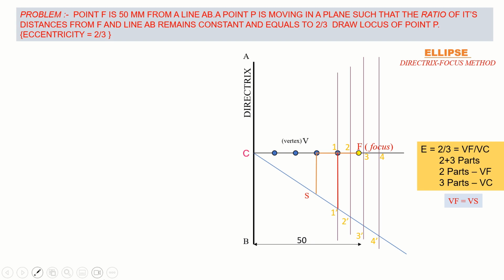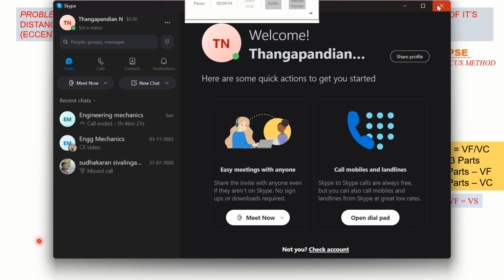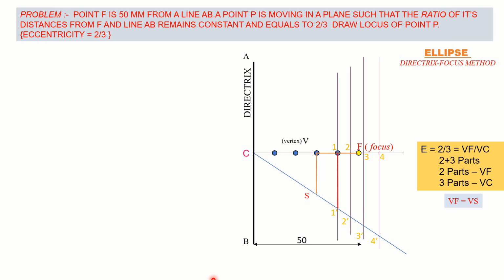And then what you are going to do is take the 1 1 dash as your radius, and F as the center, and make an arc on the 1 1 dash line, like this. And 2 2 dash as the radius, F as the center, make an arc on the 2 2 dash line below and above the center line like this. This is the green line. Okay, sorry, green arc.